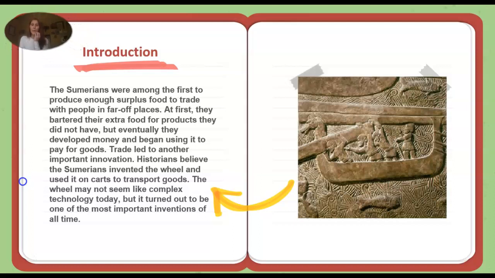So introduction. The Sumerians were among the first to produce enough surplus food to trade with people in far-off places. At first, they bartered their extra food for products they did not have, but eventually they developed money and began using it to pay for goods. Trade led to another important innovation. Historians believe the Sumerians invented the wheel and used it on carts to transport goods. The wheel may not seem like a complex technology today, but it turned out to be one of the most important inventions of all time.